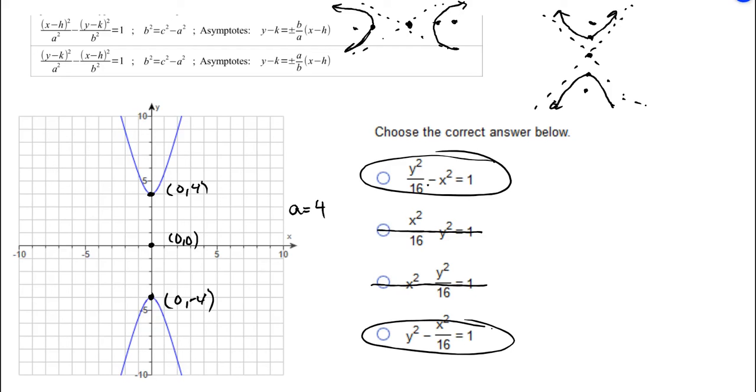And then A is going to be determined by the denominator under that y term. So our answer for this one will be y squared over 16 minus x squared equals 1. And that's because our value of A was 4, and that 4 squared is 16 under that denominator.